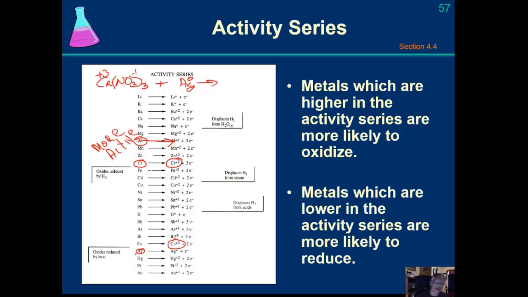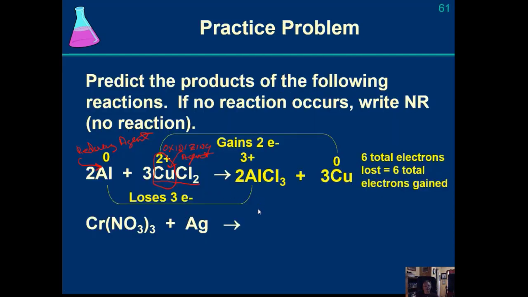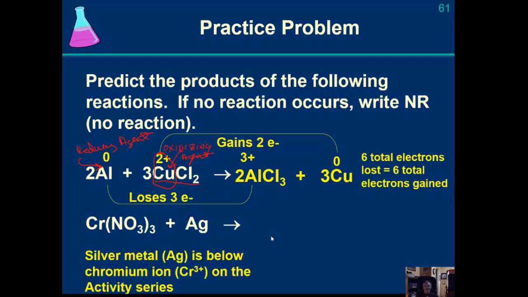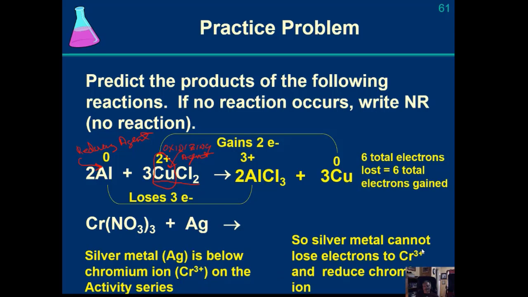It's not very active relative to chromium, and so that reaction is not going to happen. It's a no reaction. Okay, hopefully you're getting a handle on how to make these predictions. So this is a silver metal below chromium +3 on the activity series. Silver metal cannot lose electrons to chromium +3 and reduce the chromium ion, so we give it a no reaction.